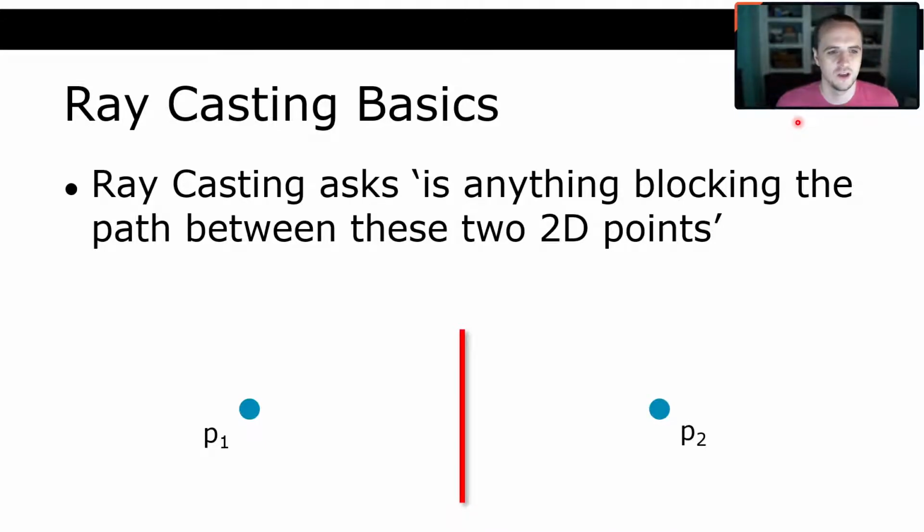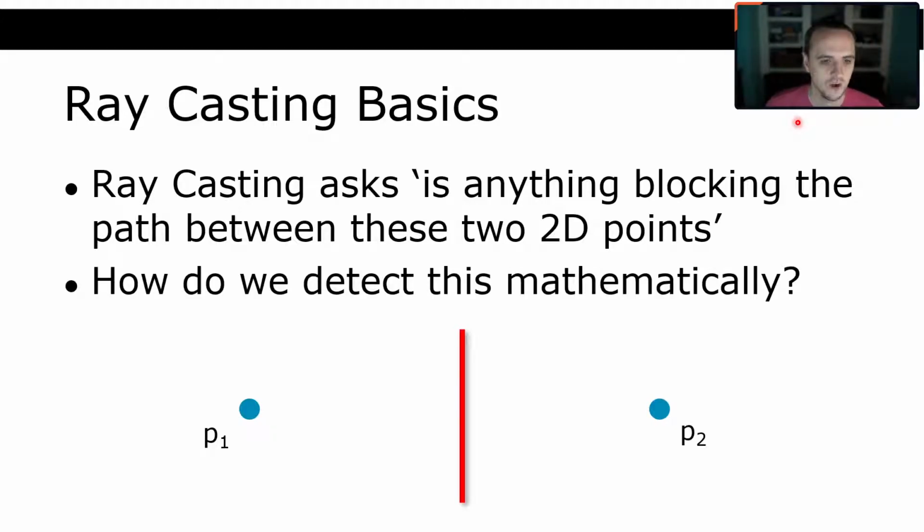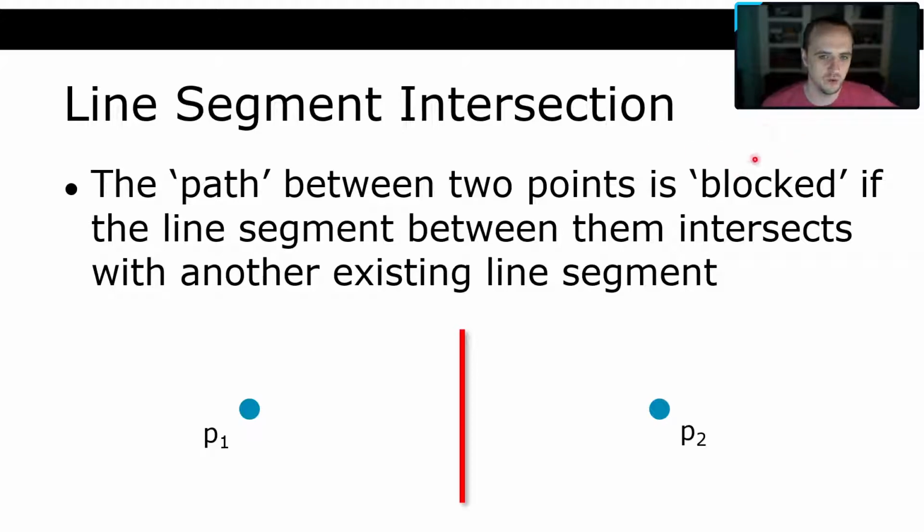All right, so the very, very basics of ray tracing asks the question, is anything blocking the path between these 2D points? Now, if we were in a 3D game, it would be 3 dimensions, but we're not going with the extra complexity here. We just have a 2D game engine that we're implementing. So how would we detect this mathematically? All right. So mathematically, the path between 2 points is blocked if the line segment between the 2 points intersects with another existing line segment.